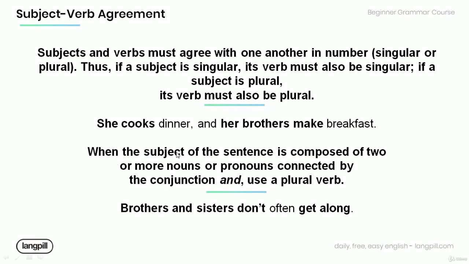And when the subject of the sentence is composed of two or more nouns or pronouns connected by the conjunction and, make sure to use a plural verb. For example, brothers and sisters don't often get along. Brothers and sisters are connected by the conjunction and. And so we use the plural form of the verbs do and get: don't, get.